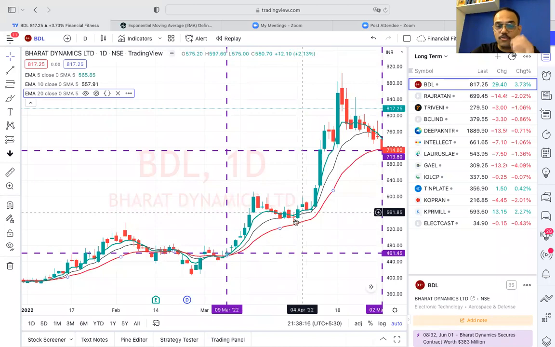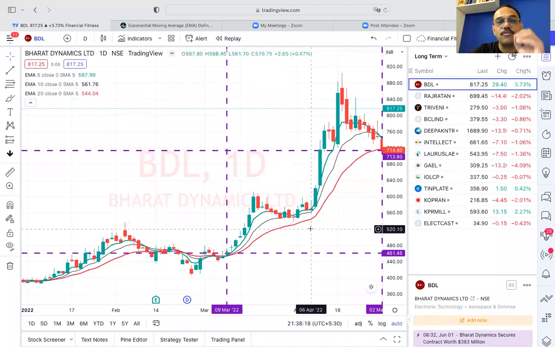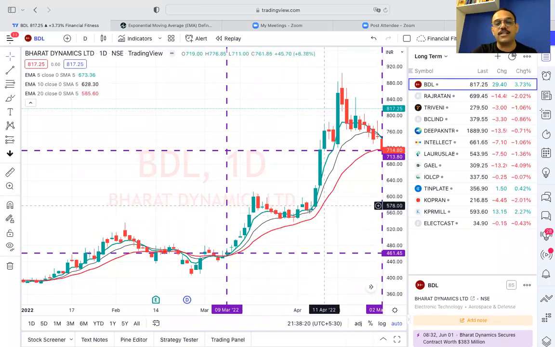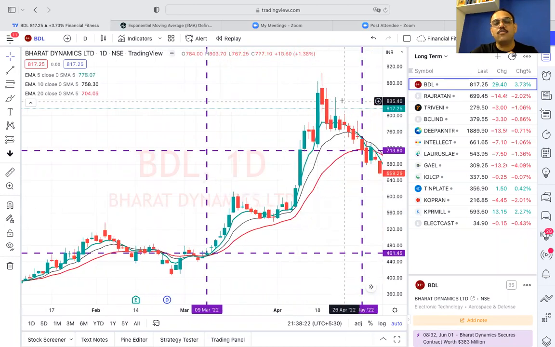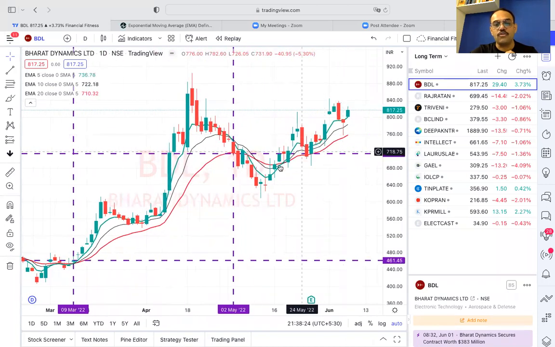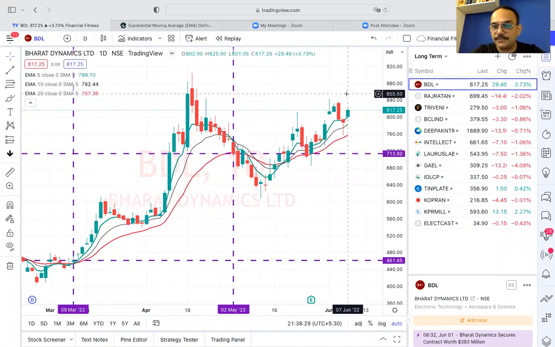Should I buy every time? No, only if it is above the 20-day exponential moving average, then only you add more when it goes up. So you wait, you buy when it crosses, add when it bounces. That's it.